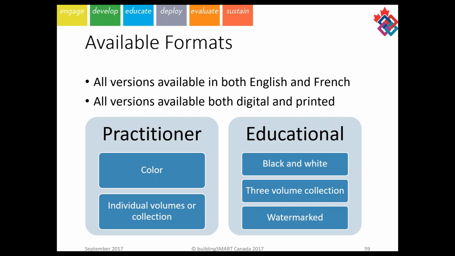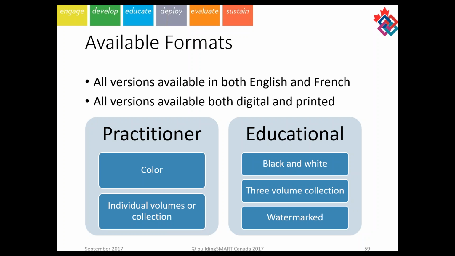There are 2 streams, and this is sort of the one place where it changes. Do I have to buy everything? There is a stream geared at the practitioner level. This is available in color. You can buy either individual volumes, sort of a la carte, or you can buy a collected set of 3 volumes together.